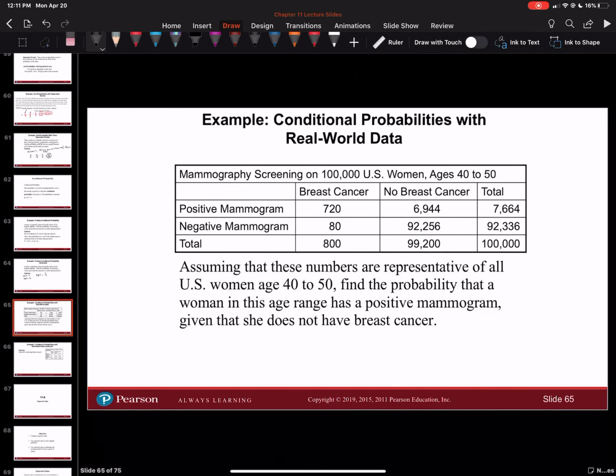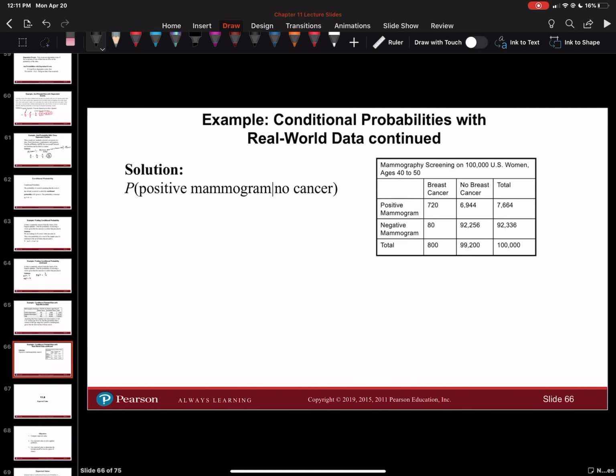So let's look at this. Now, this is assuming these numbers are representative of all U.S. women from the age of 40 to 50. Find the probability that a woman in the age range has had a positive mammogram, given that she does not have breast cancer. All right. So let's actually work this out so I got more room. So positive mammogram, and given that she does not have breast cancer.